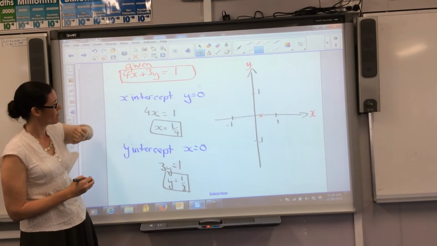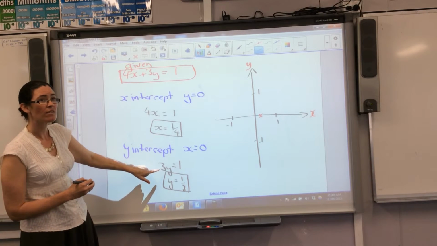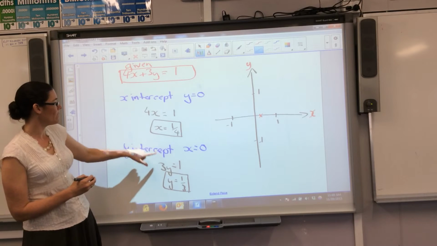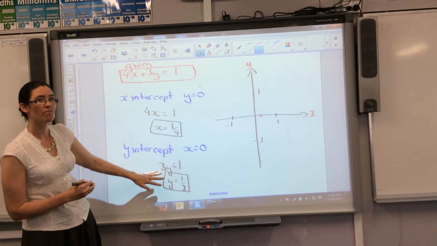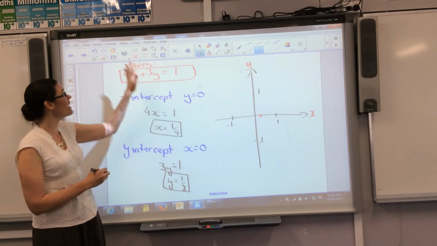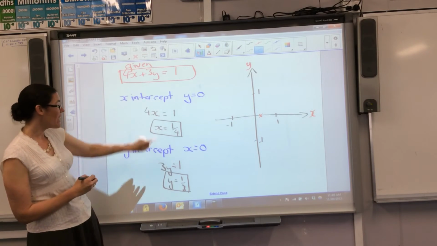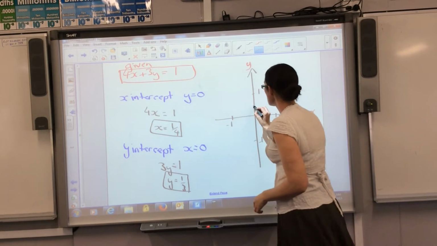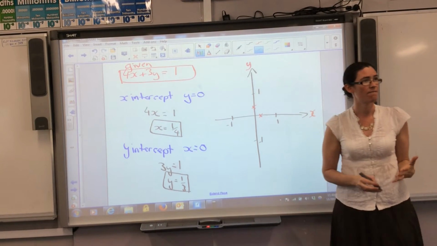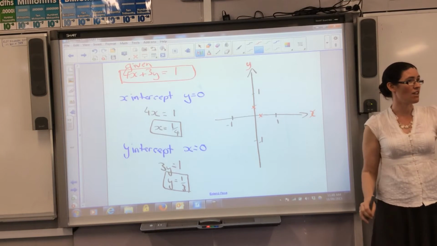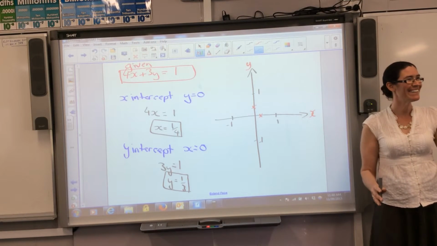I get the x bit, but isn't y supposed to be 0, so how come you get the y? Oh, to find the y-intercept, I'm doing a separate thing here. Now I'm finding the y-intercept. I've said x has to be 0. That gave me a y-intercept of 1/3. So on this graph now, my y-intercept would be there. Does that make sense? And then I grab a ruler and I draw the line. We got it? Yay!